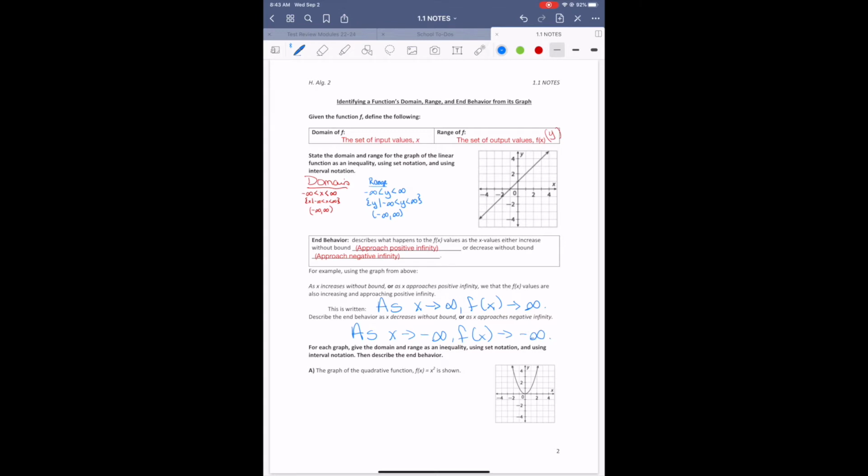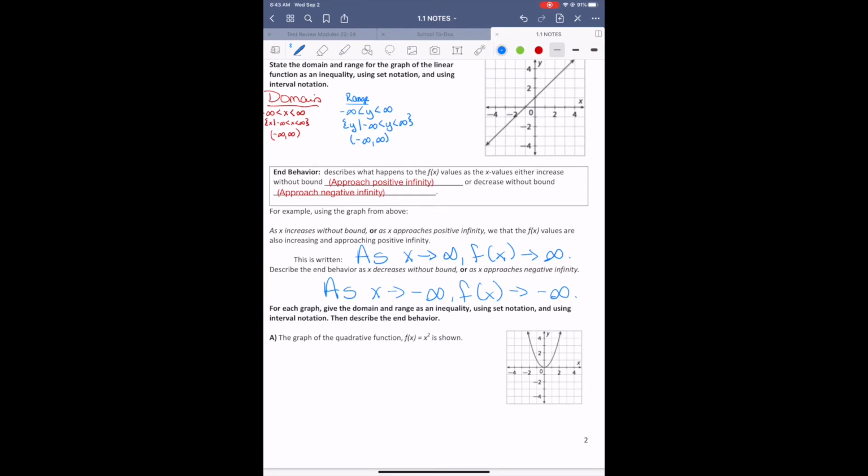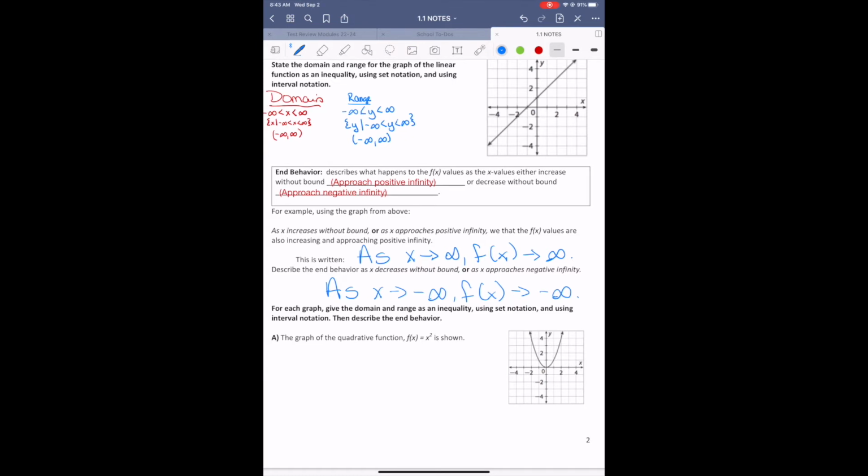Okay. All right, let's go ahead and try A. Look at the graph here. We are going to give the domain and range, and then we are going to describe end behavior. So let's start with domain.